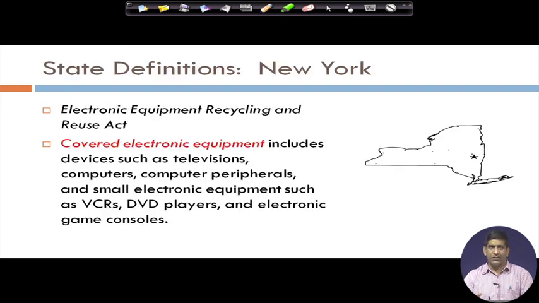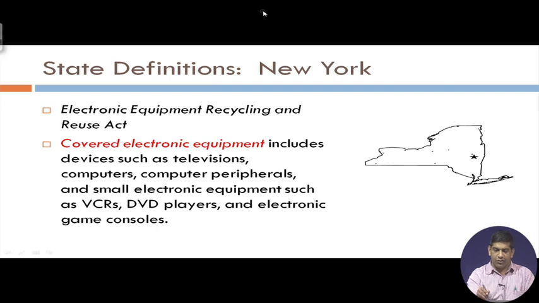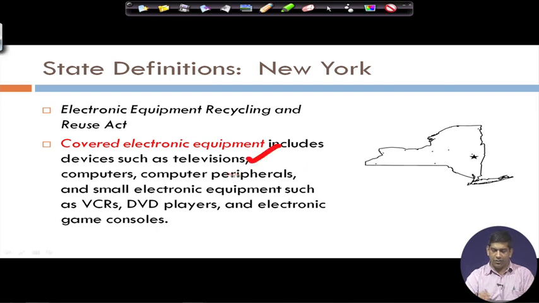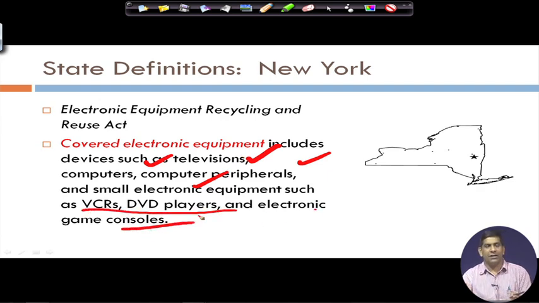But if you go to the individual level, the state of New York, for example, they cover devices such as television and computers. So it's not as broad. They have television, computers, computer peripherals, small electronic equipment, VCRs, DVD players and electronic games. So they just call that much electronic waste. Others like white goods and other things, they don't call electronic waste in New York State.